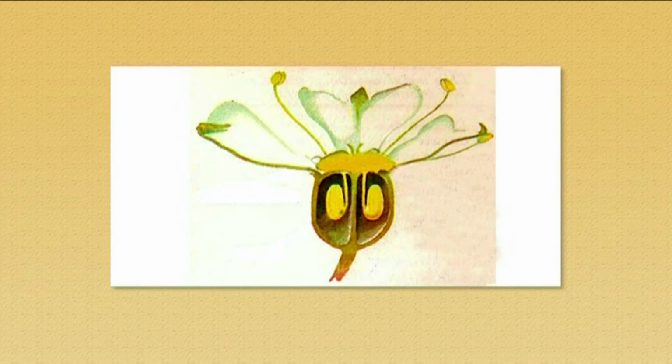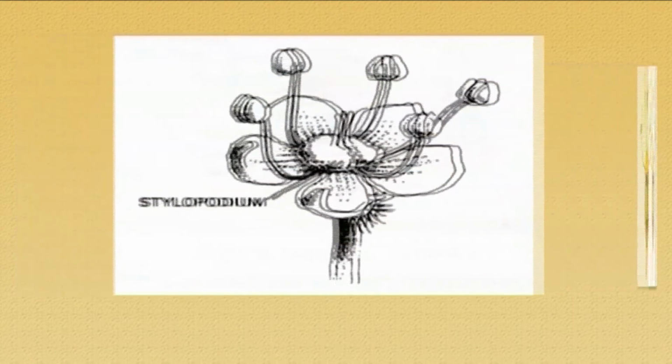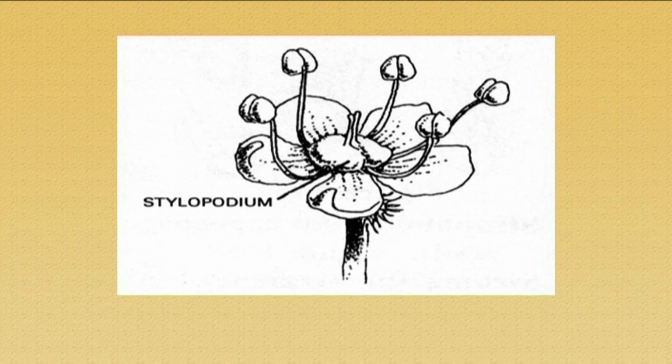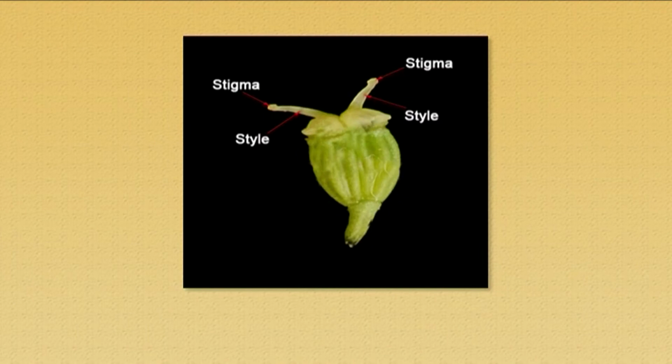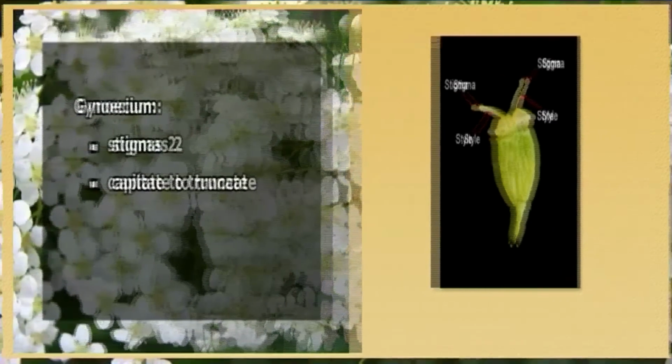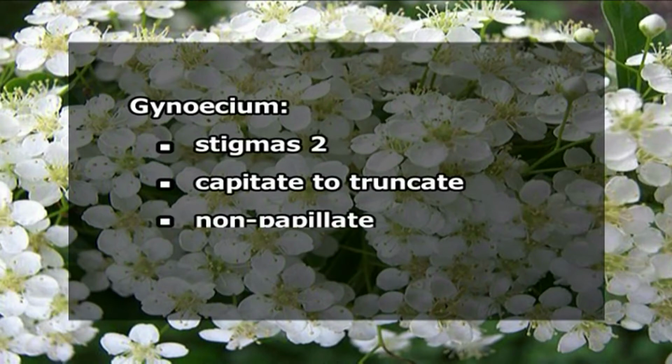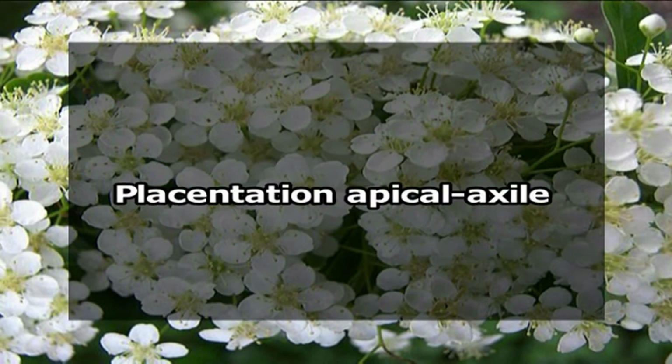The styles are swollen at their base, and they form a nectar secreting structure at the apex of the ovary. This structure which secretes nectar is called the stylopodium. In fact, the stylopodium is characteristic of Apiaceae flowers. This stylopodium can even persist in the fruit. The stigmas are two. These are capitate in shape or sometimes truncate. They are not papillate, they are non-papillate. The placentation is called apical axile, that means in between apical and axile.